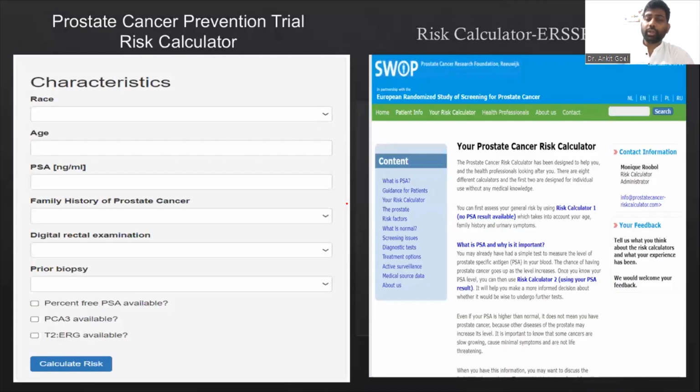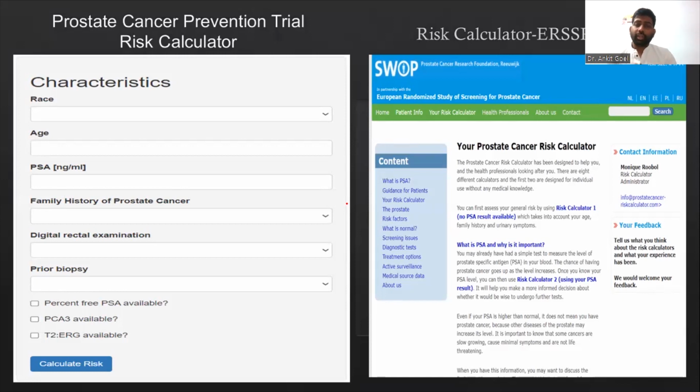Now, what are the risk calculators? We have to talk about two risk calculators. One is the PCPT risk calculator, and the other is the ERSPC risk calculator. If you look at these risk calculators, you just fill in the parameters and the calculator gives you a risk. If the patient is at a significant risk, we will biopsy the patient, otherwise not. In the ERSPC risk group, there are two calculators: one does not use the PSA and the second uses the PSA.